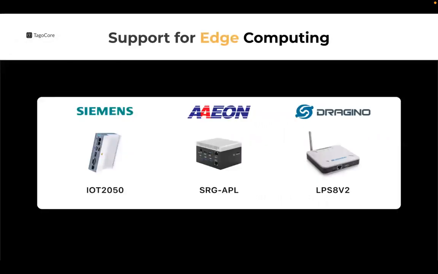So these are a couple of hardware devices. We're working directly with some hardware providers to make sure that TagoCore runs smoothly on pretty much any kind of hardware. So Siemens, Aeon, and Dragino are a couple of the providers that we're working with in order to have a very nice experience with TagoCore. Now, of course, TagoCore does run on every type of Linux machine, but this is just an extra collaboration to make sure that TagoCore is perfect for these specific devices.